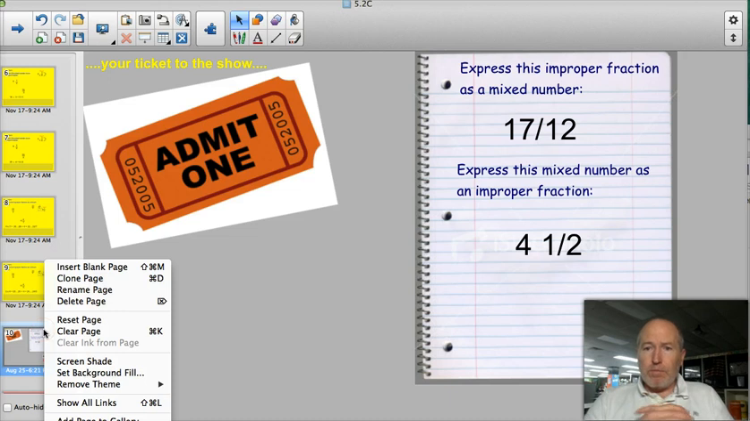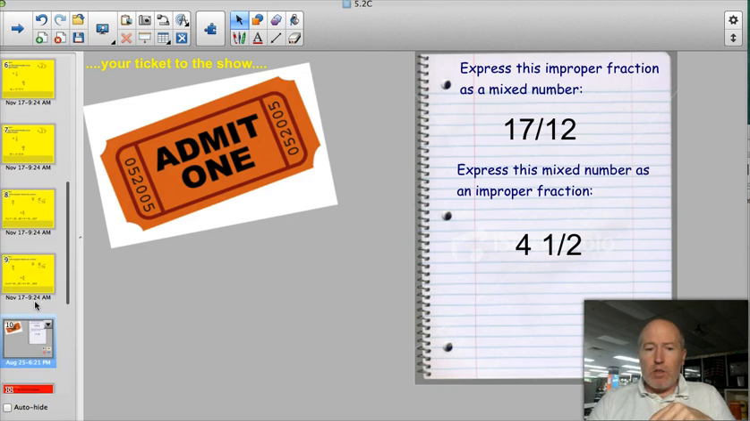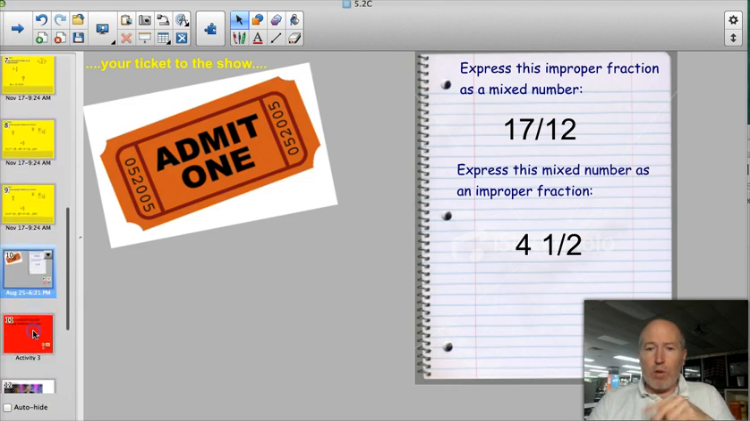Here we go. Express this improper fraction as a mixed number. Express this mixed number as an improper fraction. Go ahead. Copy that down. And let's go to the ticket to the show, or the trivia question.